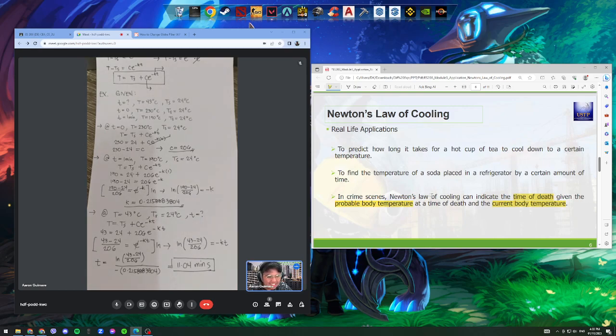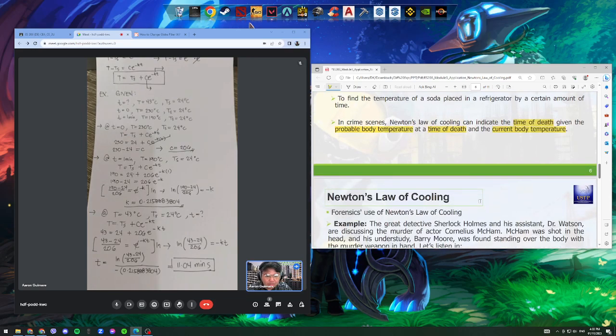Okay, we could use this Newton's law of cooling, no? To get the time of death given the probable body temperature, no? Kailangan given yung body temperature and the current body temperature. Oh, at a time of death, hindi siya at a time of death, no? The body temperature at a time of death, then yung current body temperature. Okay, so much for that.